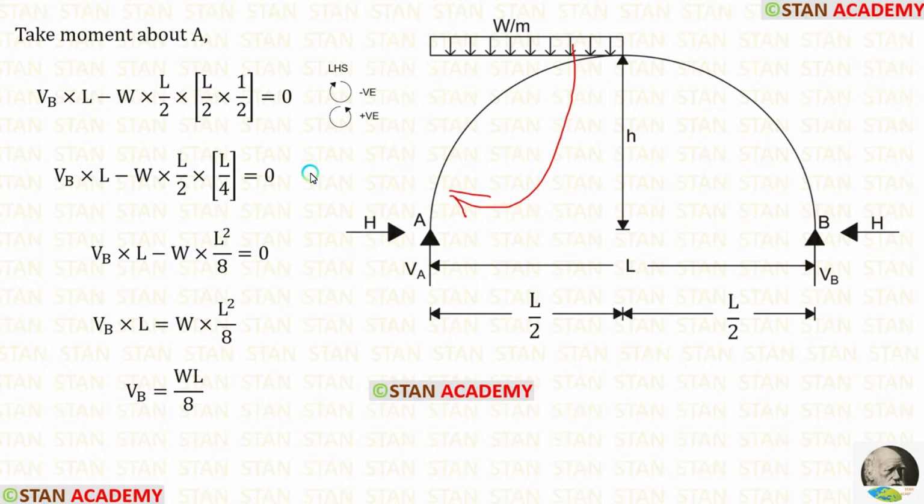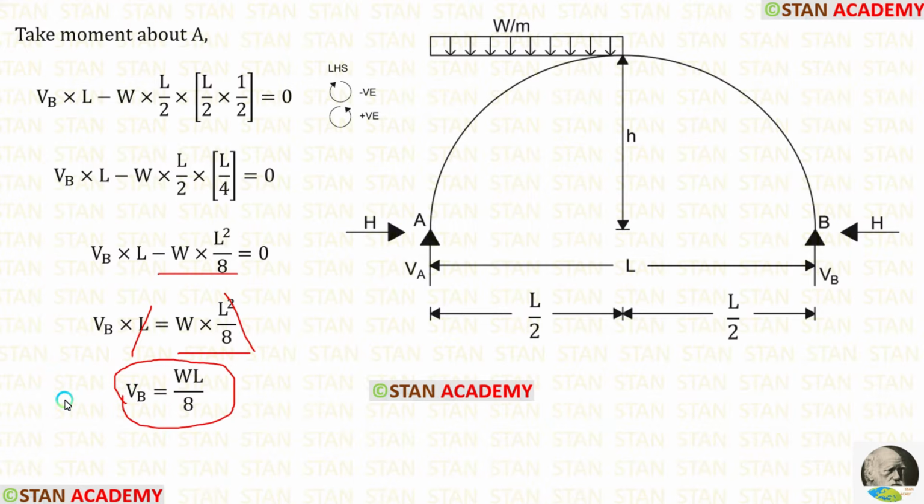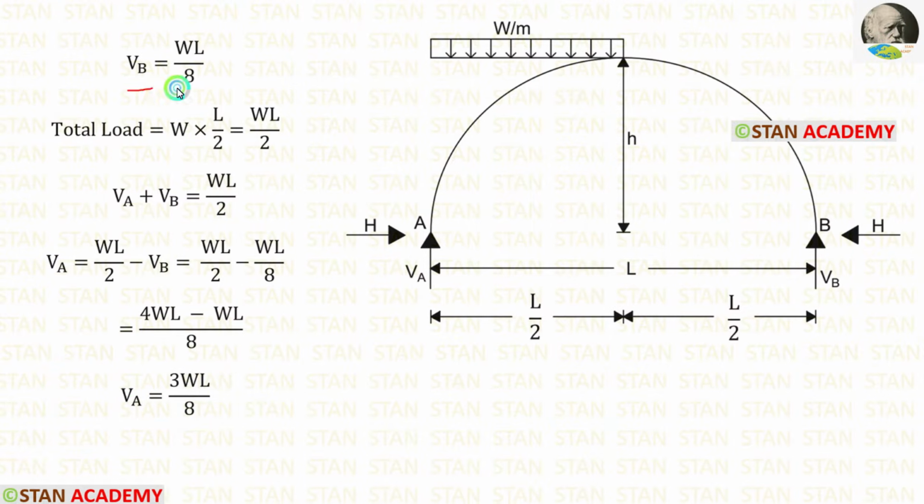For the UDL, we have to multiply the distance and the distance by 2. The distance is L by 2. Distance by 2 is L by 2 into 1 by 2. L by 2 into 1 by 2, we will get L by 4. L into L, we will get L square. 2 into 4, it will be 8. We can take this on the right side, it will become positive. We can cut this L and square. Finally, for VB, we are getting WL by 8. We have found VB.